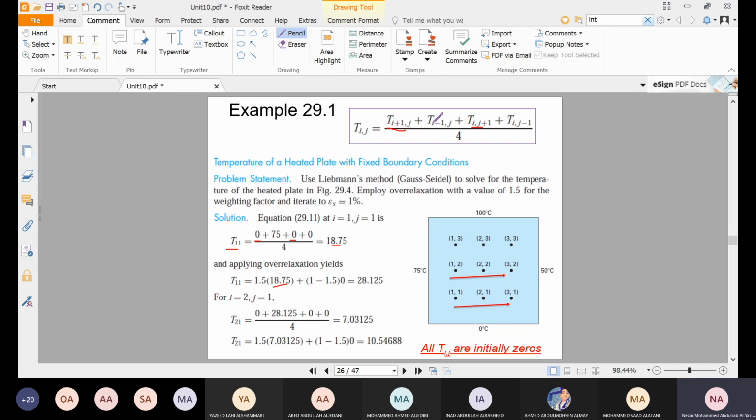Here you have Ti minus 1, and I is 1, so you have T0,1. T0,1 is the temperature at this node here. The question defined that the temperature at the boundary is 75. So here we substitute 75.